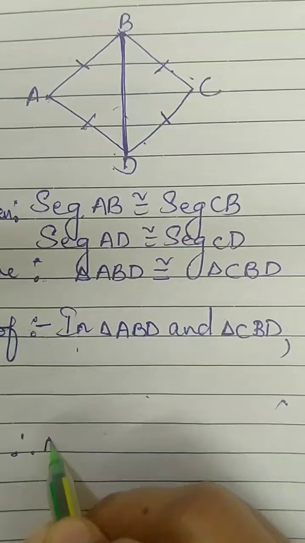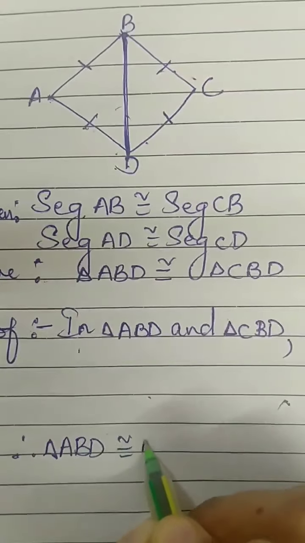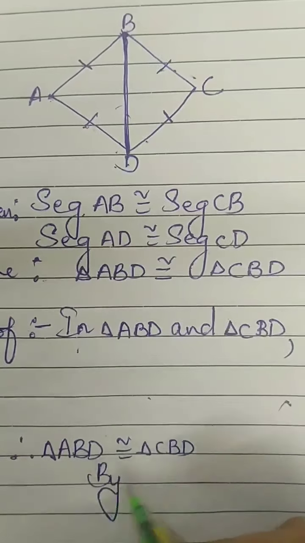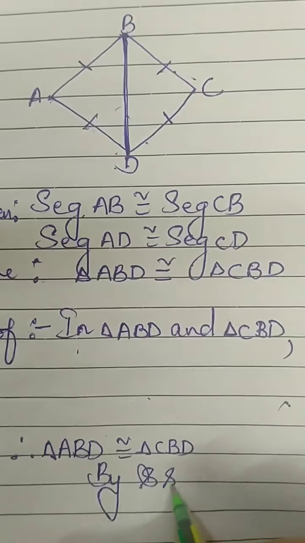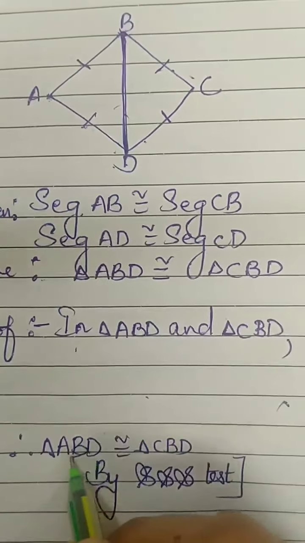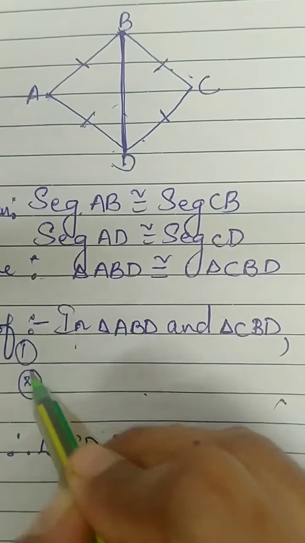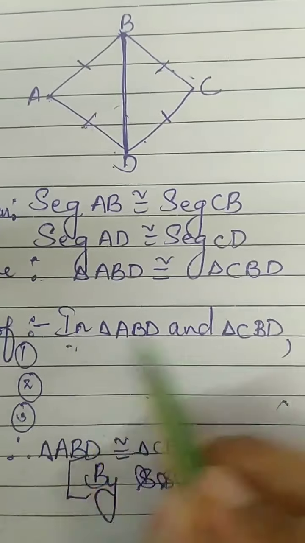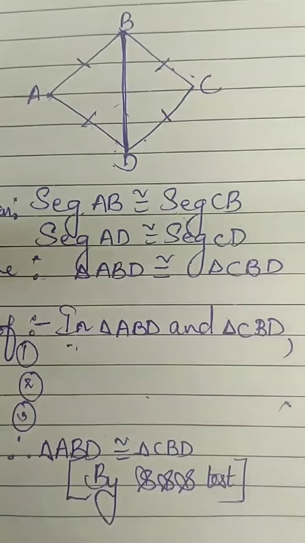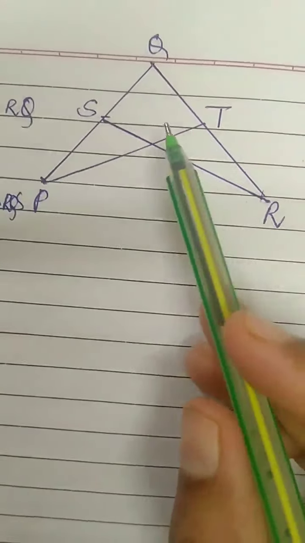Therefore, triangle ABD congruent to triangle CBD by which test? SSS test. By SSS test of congruence. Okay, to write the steps, 3 steps here, sides which are already given and one common side. Simple. Let's take the last sum. This is the last sum.